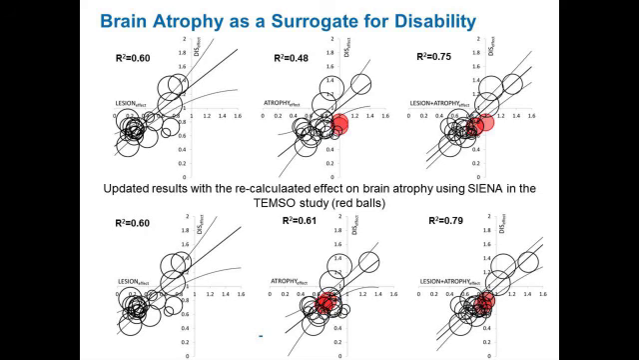Recently, the TEMSO study was reanalyzed using the SIENA method, and this reanalysis revealed a significant effect of the drug on brain atrophy. So including this reanalysis in the regression equation improves the correlations and makes the TEMSO study no more an outlier, but the results are quite aligned with the regression equation. This shows you how important the method of assessment of brain atrophy is, in that sometimes the assessment of brain atrophy can be sensitive to the method used.